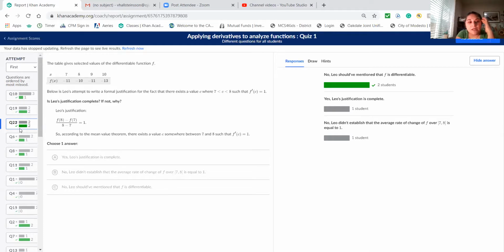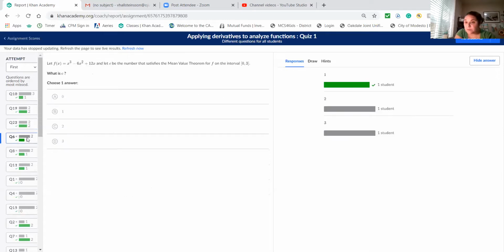And what he's like, according to the mean value theorem, that you have to have, well, you don't have to unless the function is differentiable and continuous. So that was the correct answer that you see over here on the right side of the screen. He had to mention that it was differentiable in order to use the mean value theorem. You can't say according to the mean value theorem, this is true unless you can apply the conditions. Question number 6 is polynomial. So let me go ahead and jump into that one.